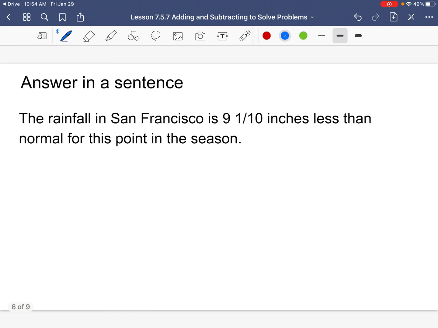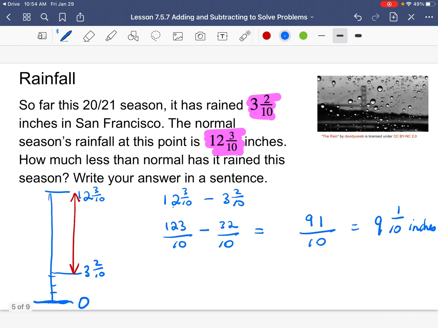So in San Francisco, the rainfall is 9 1/10 inches less than normal for this point in the season. And I want to point out that I drew a model here. I set up my problem, converted to improper fractions, and when I was done with my calculation, I wrote my units, 9 1/10 inches.